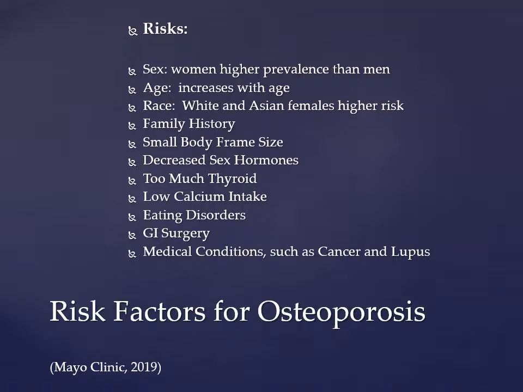Common risk factors for osteoporosis include, number one, just being a woman. Secondly, as we age, our risk increases. If a person is white or is Asian, they have a higher risk. Family history plays a role, as does small body frame size. Hormones play a large role. Decreased sex hormones or too much thyroid can increase your risk for osteoporosis, as well as low calcium intake, eating disorders, GI surgery, and medical conditions such as lupus and cancer.